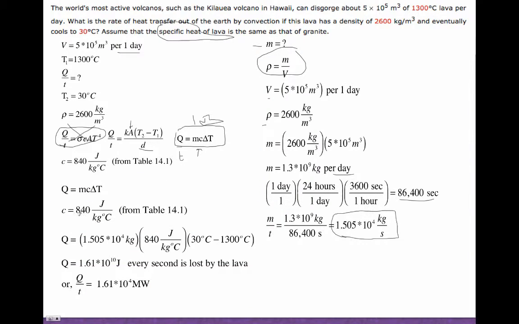And so I've got the C from table 14.1. I've got the mass. I've got the C. I've got the change in temperature. And I've got 1.6 times 10 to the 10th joules lost by the lava every second, or Q over T. That gives us 1.61 times 10 to the 4th megawatts. And we can only put it in megawatts if we had done this to seconds. And that gives us the answer. Yay. On to the next one.